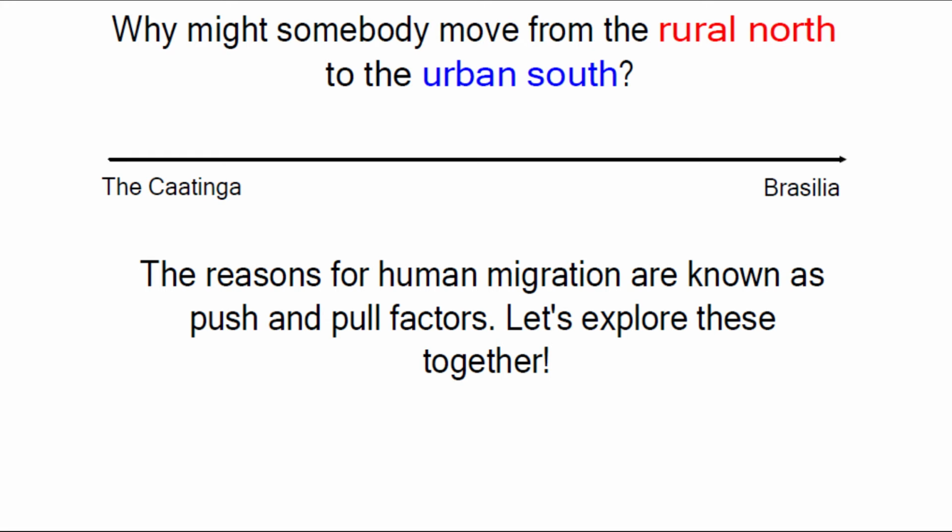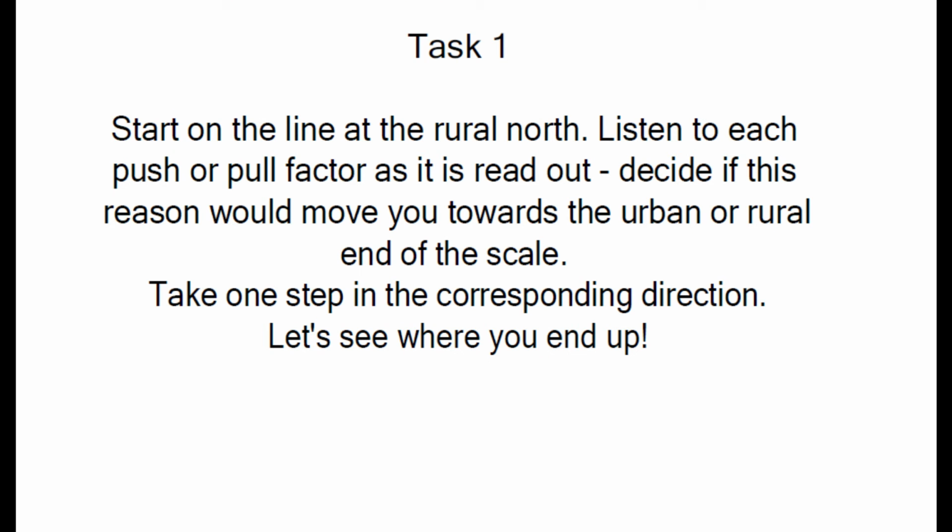The reasons for human migration are known as push and pull factors. Let's explore these together. For your first task, start on the line at the rural north. Read each of the push or pull factors from your task sheet. Decide if this reason would move you towards the urban or rural end of the scale. Take one step in the corresponding direction.